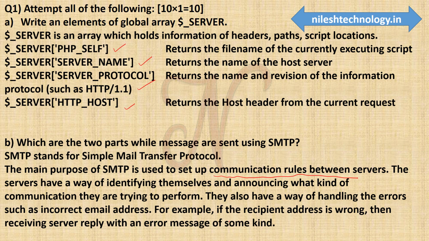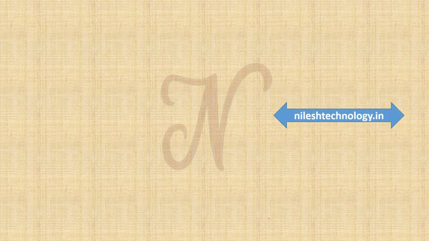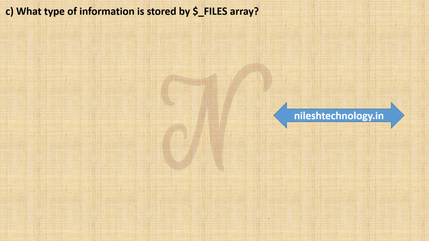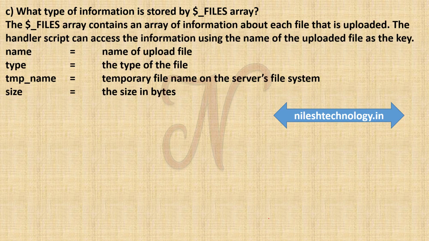For example, if the recipient address is wrong, then the receiving server replies with an error message of some kind. Okay, then proceed to the next question: what types of information are stored by the $_FILES array? See here, there are 4 types of information: file name, file type, file temporary location and the size of the file in bytes.